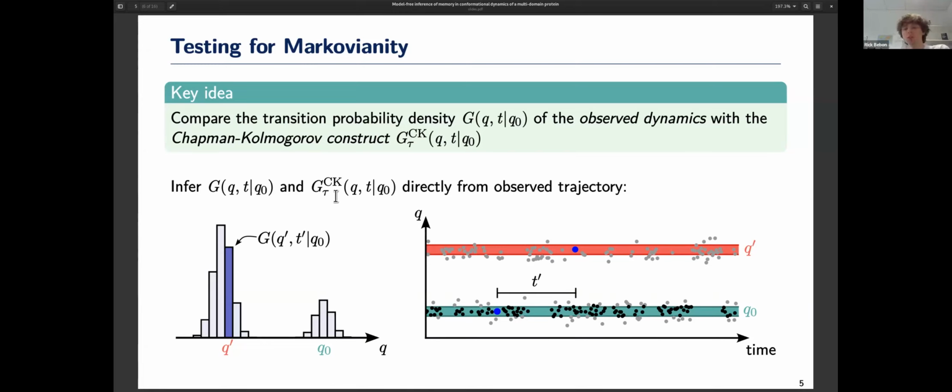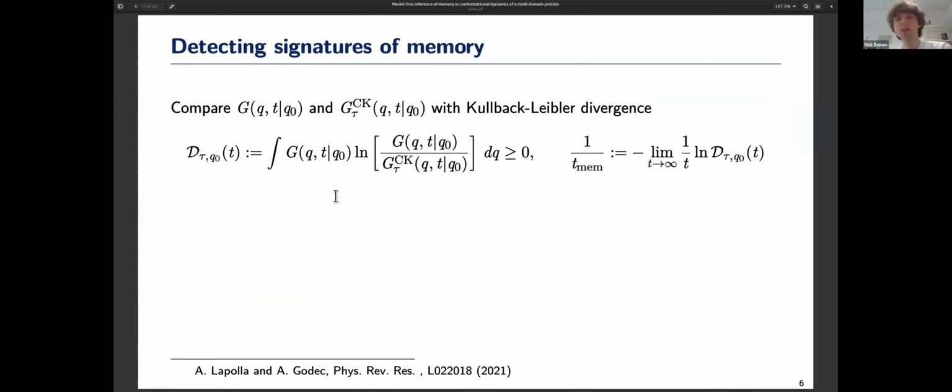So now we have inferred these two quantities, and we want to compare them to make some statements about memory. To make this a little bit more quantitative, we compare them using KL divergence. Very simple, we compute this. And this is now also a function of your tau parameter and this initial bin you choose, and of time. Since it's a function of time, this also allows us to introduce what we call a memory timescale, which in this case is just the asymptotic exponential decay of our KL divergence. So this gives some information about the timescale on which the memory decays, if we detect some.